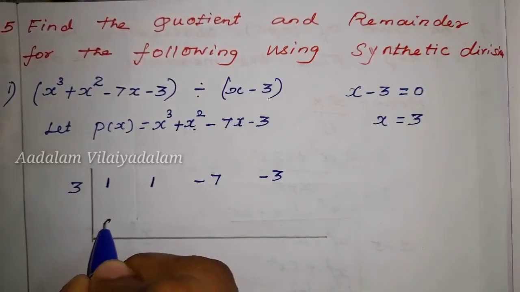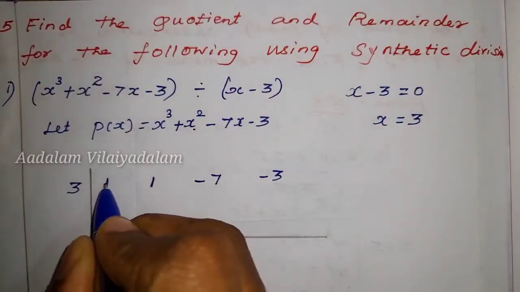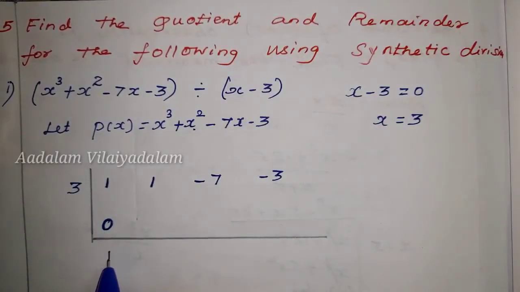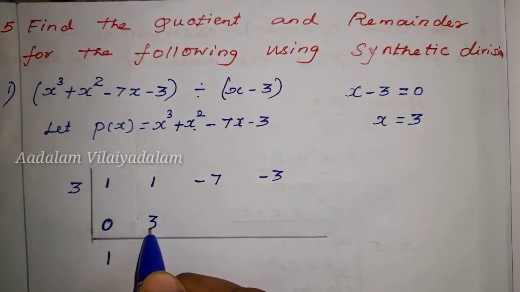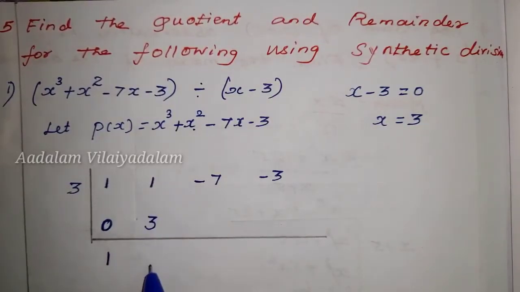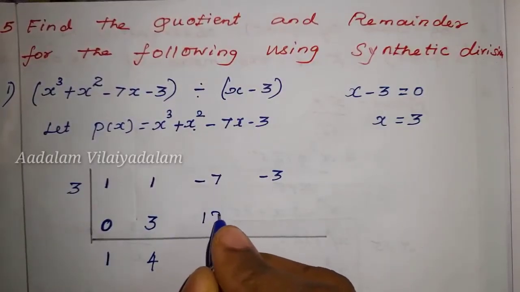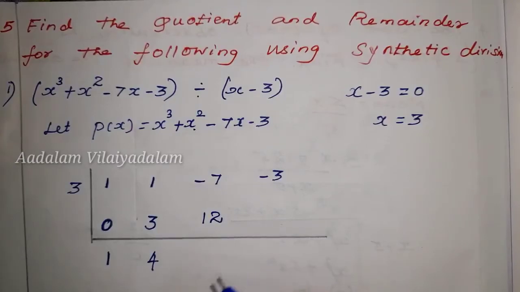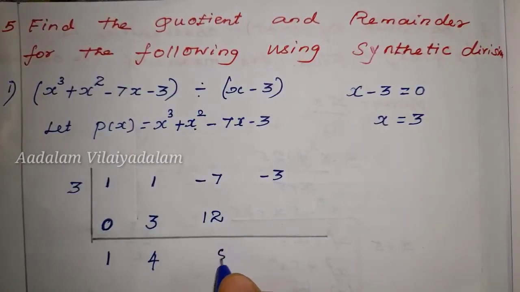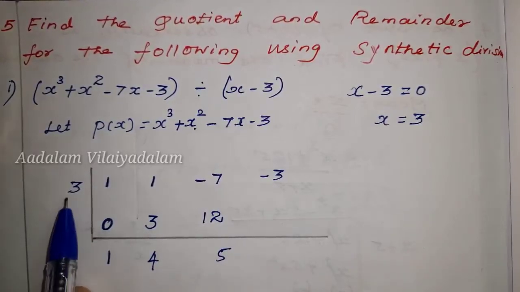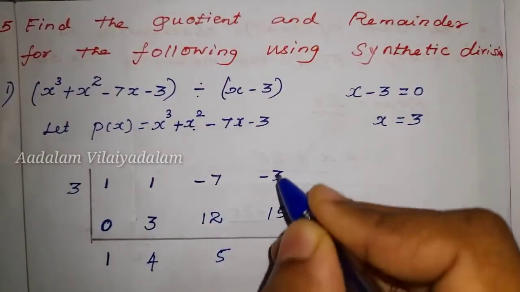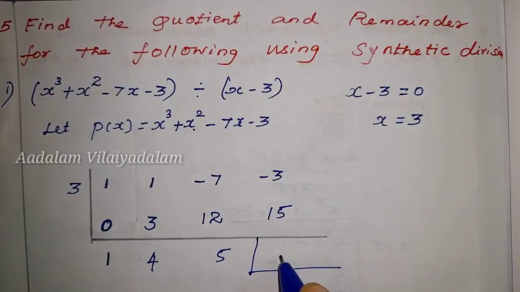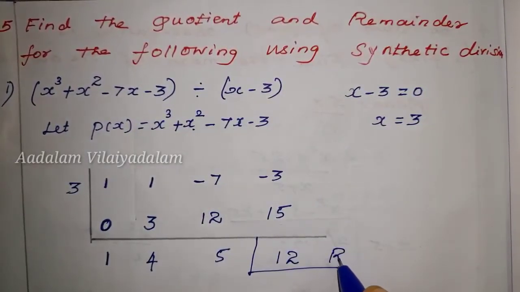Now put the value 0 here. Now add the term 1 plus 0, the answer is 1. Now multiply 3 ones are 3. Now add the term 3 plus 1, 4. Now multiply 4 threes are 12. So 12 minus 7, the answer is 5. Now multiply 5 into 3, that is 5 threes are 15. So 15 minus 3, the answer is 12. So 12 is the remainder value.